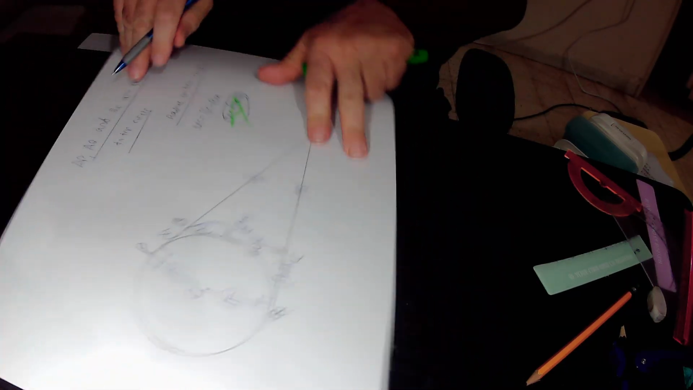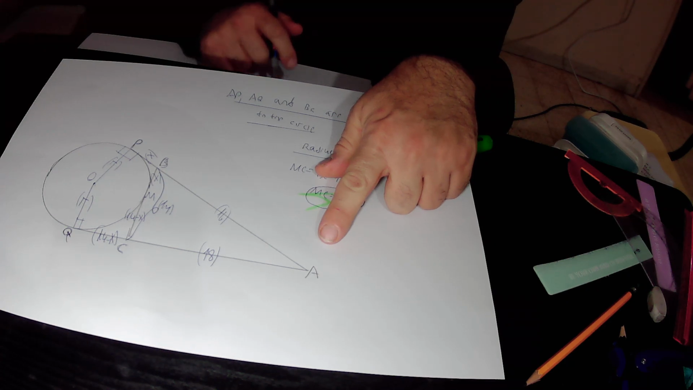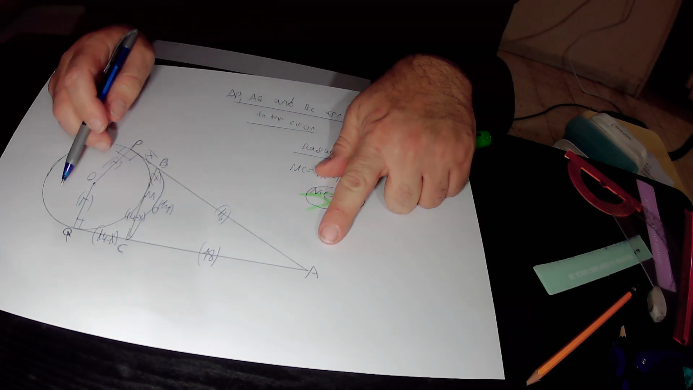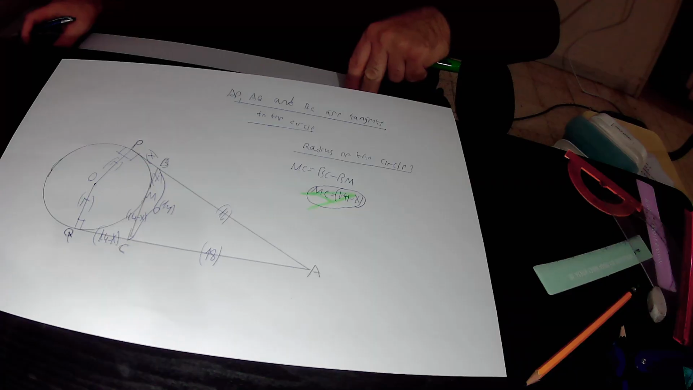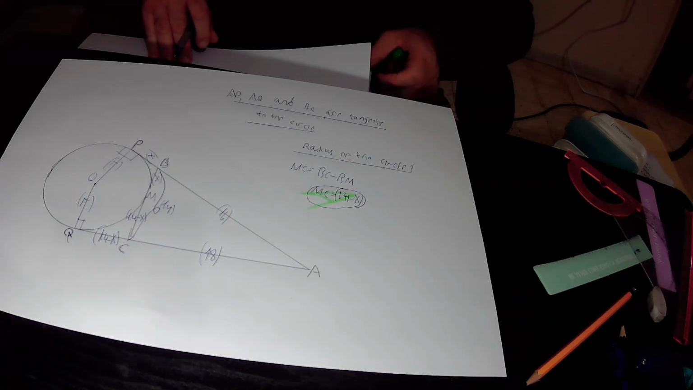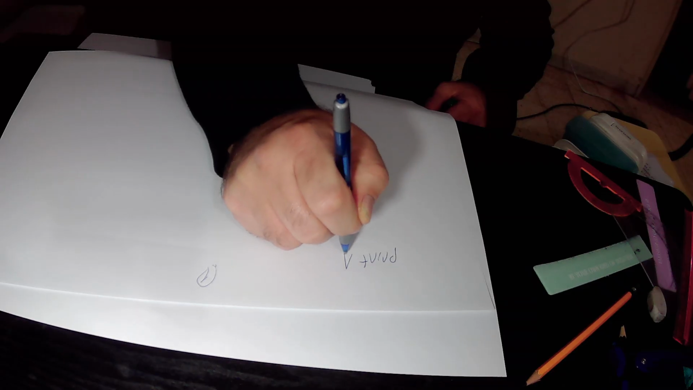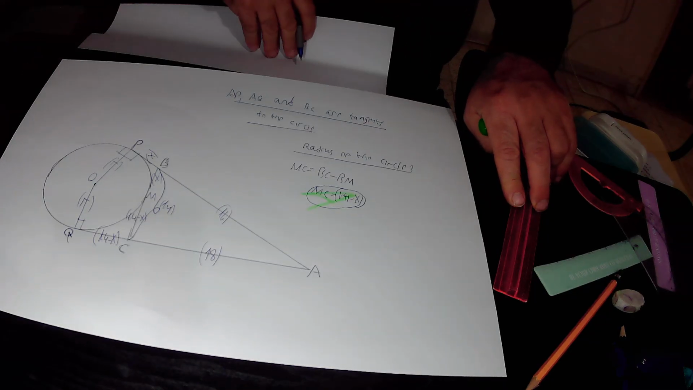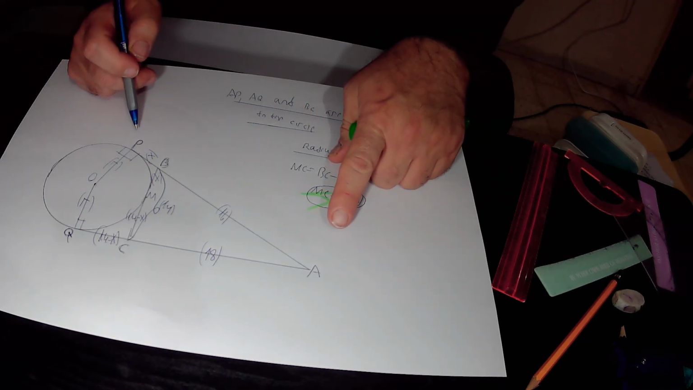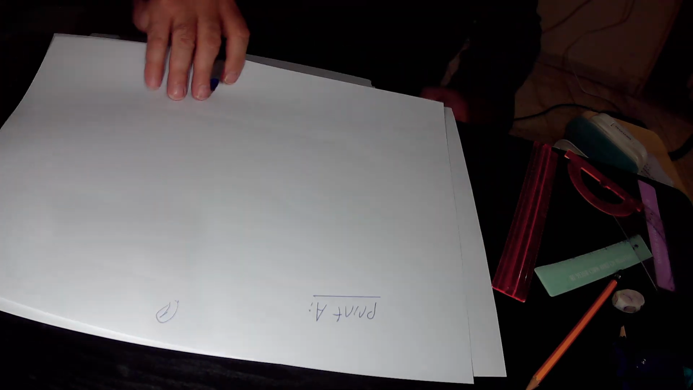In the next step, we'll focus on this connection point A. From this connection point A, we have two tangents to this circle, tangent AP and tangent AQ. And according to rule 2, they are equal to each other. That is to say, AP equals AQ.